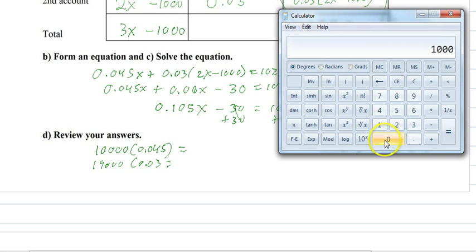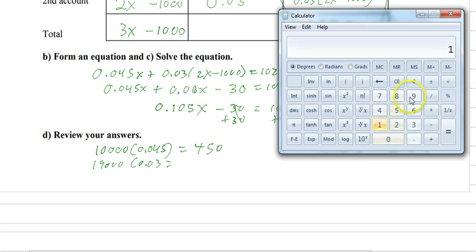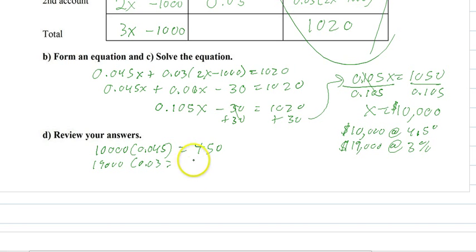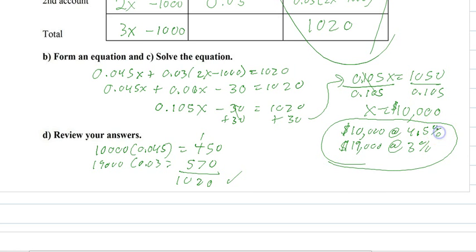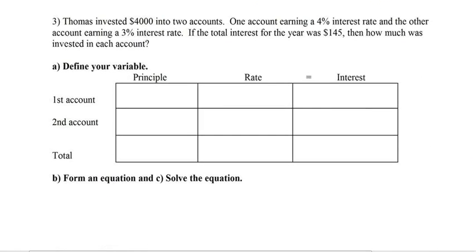So 10,000 times 0.045 is 450, 19,000 times 0.03, 570, total 1,020. Check. There you go. Alright, here's 2 problems for you to try. Give them a shot, and then I'll write the answers. Try number 3 first, and then unpause it and the answer will show, and then try number 4.